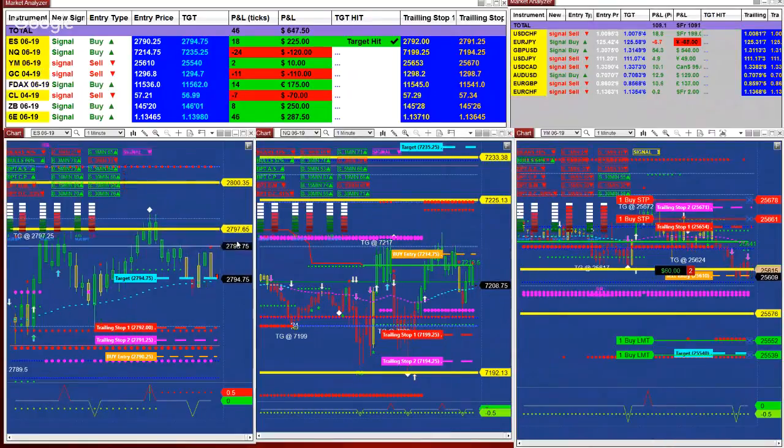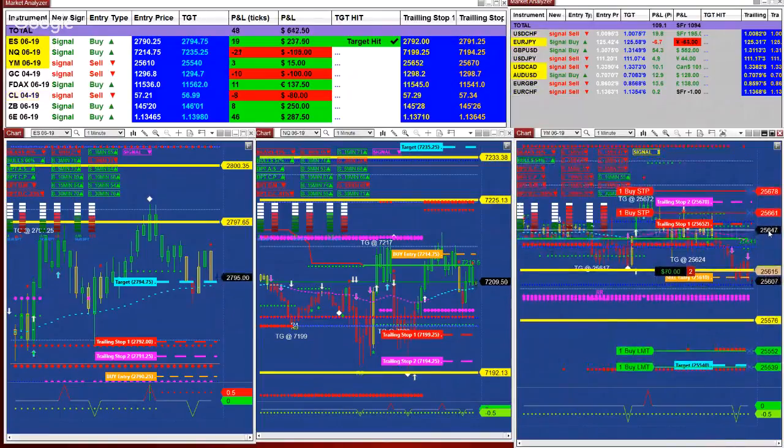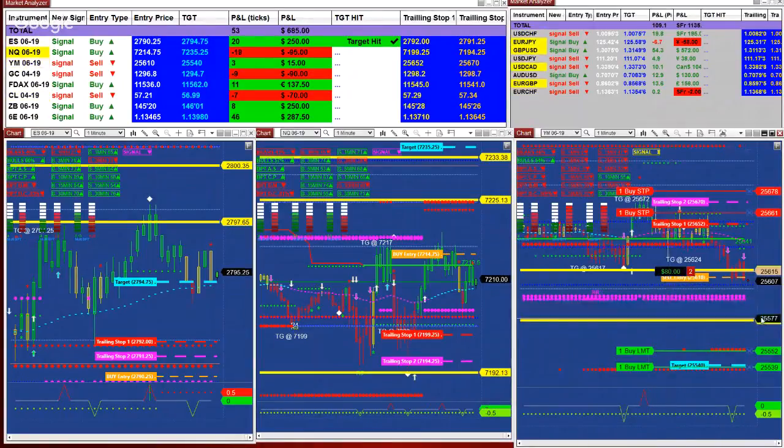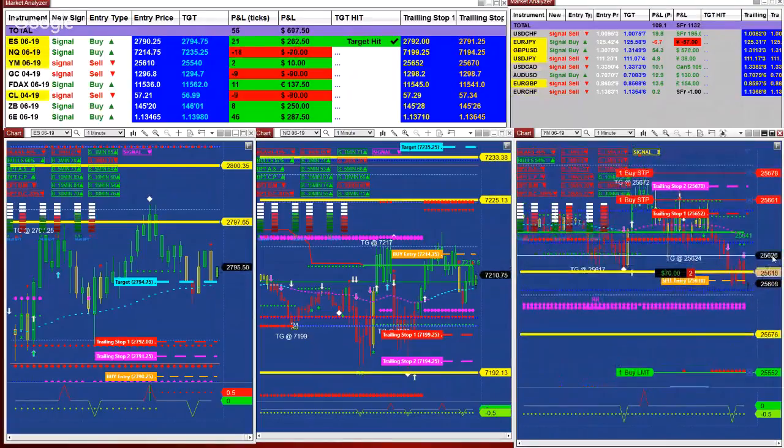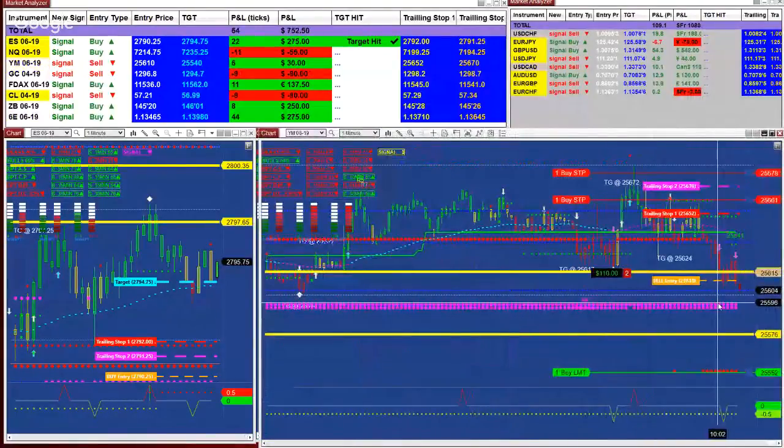The ES has done a beautiful run this morning, but the Nasdaq and YM have been struggling from around 9 o'clock. So we will see how this one goes. As you see right there, there is a sell entry on the YM. What I'm concerned about, if you notice on the YM, is that we have a double support line, and this is what I'm concerned about.